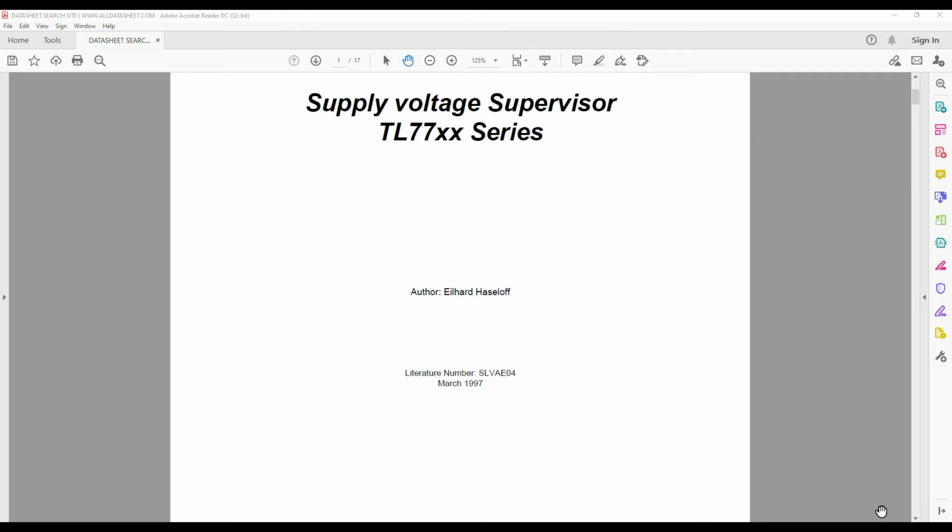Supply Voltage Supervisor TL77 Series. Author Eilhard Haseloff. Literature number SLVAE04, March 1997.